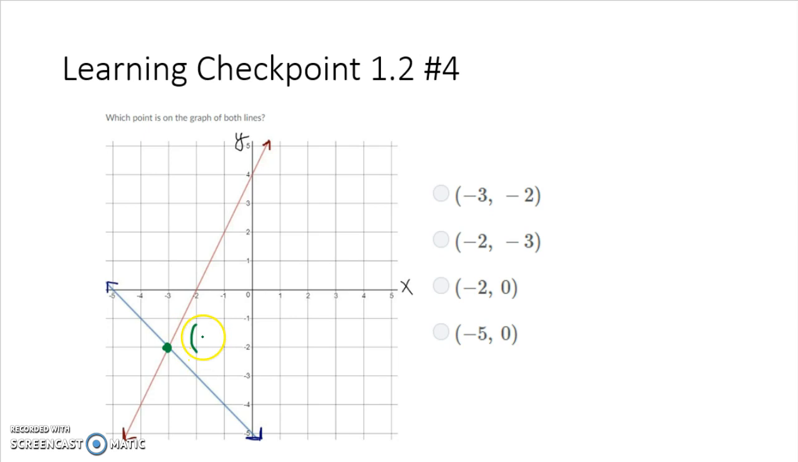Remember that the order that we do this is the x-coordinate first, then the y-coordinate. So you're going to look on your x-axis and figure out where are you left and right. Figure out where you are on this left and right axis, then figure out how far up and down you are to label the point for that one.